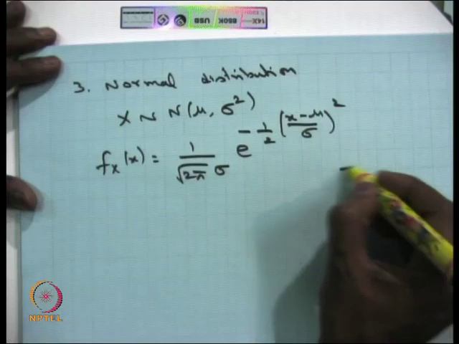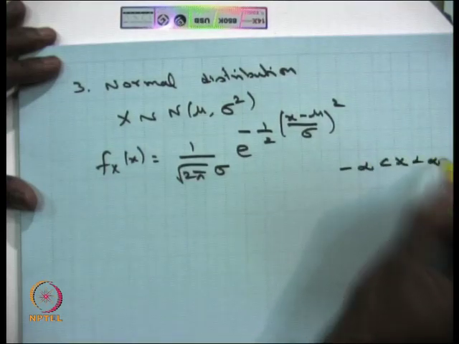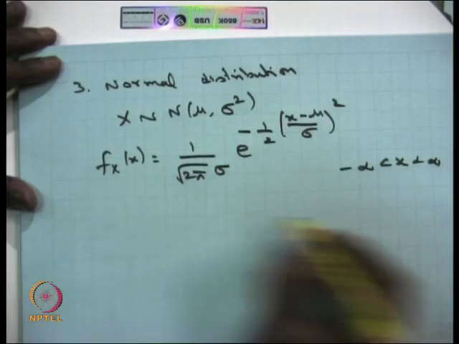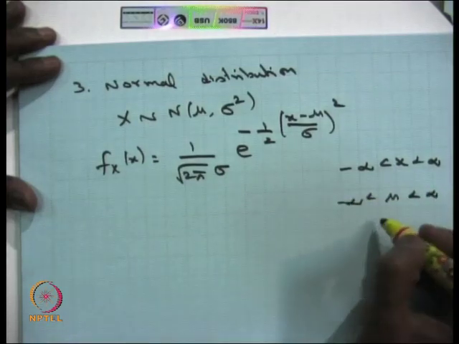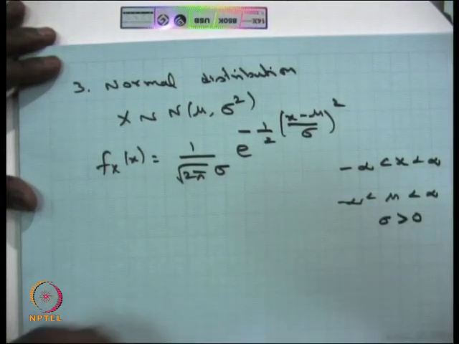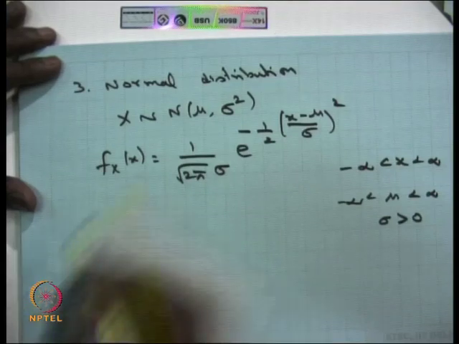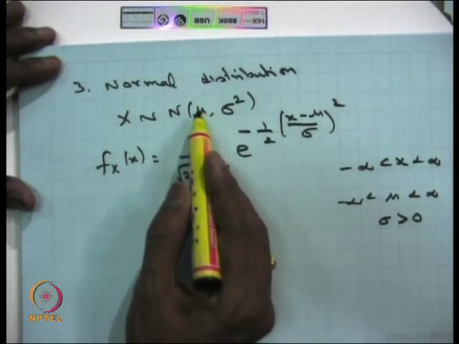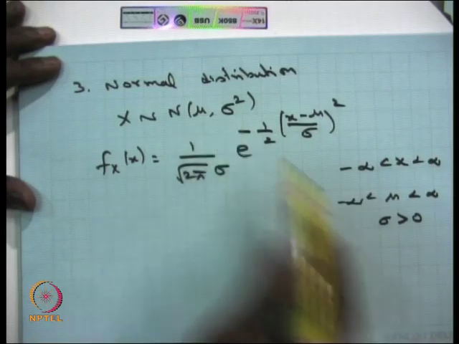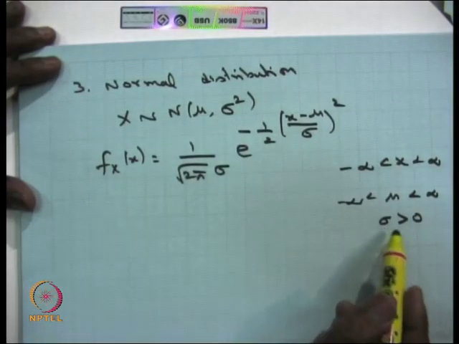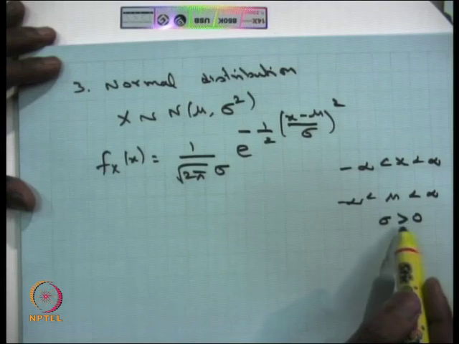Here the x can lie between minus infinity to infinity, and the mu also can lie between minus infinity to infinity, and the sigma is a strictly positive quantity. The mu is nothing but the mean of a normal distribution, and the sigma square is the variance of the normal distribution, and the sigma is the standard deviation, and the standard deviation is always strictly greater than 0.